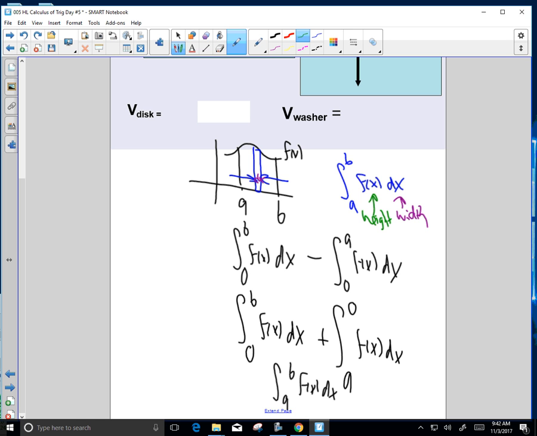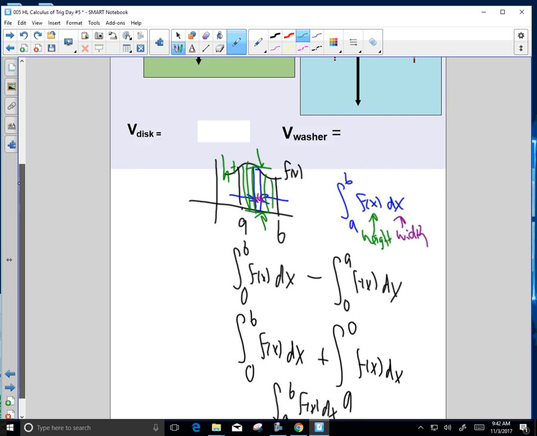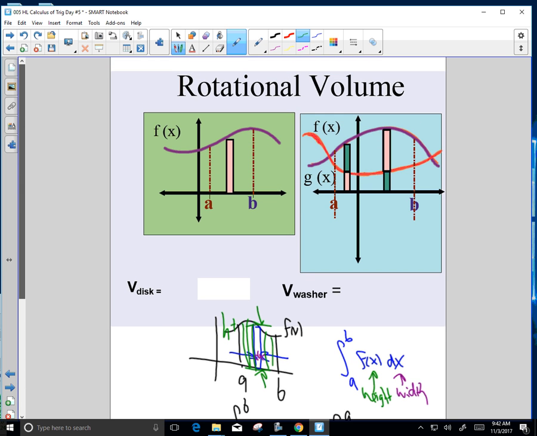So essentially what you're doing is, this is going to be your height. Essentially what you're doing is you're accumulating all of the rectangles from left to right, from A to B, width times height. Okay? So with that in mind, you can see where this is going to come from. A rotational volume is taking an individual rectangle and spinning it around, in this case, the x-axis.